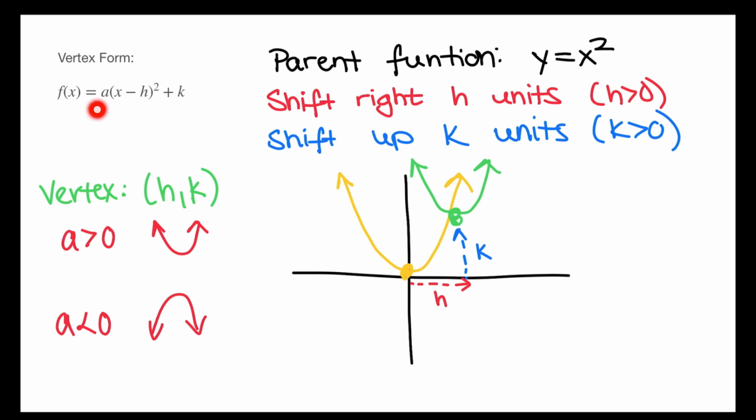Now the other number, this a, is going to be the coefficient of your x squared. If that number is positive, your graph is going to open up, just like I have shown in my picture. But if that number is negative, if a is negative, that means we'll have a reflection and our graph is going to open down.